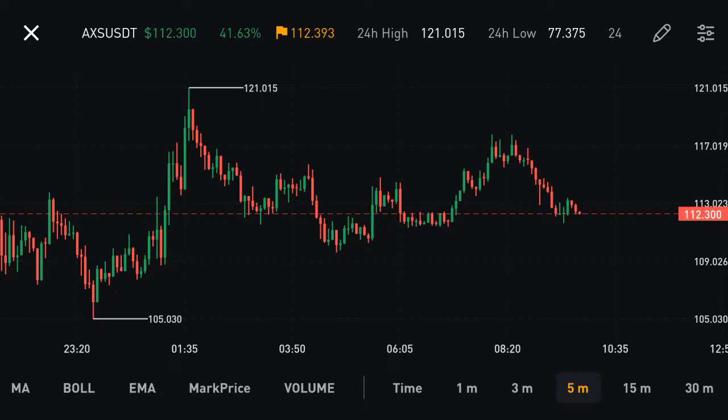Today we'll be going through a simple strategy of how to trade using a low time frame.